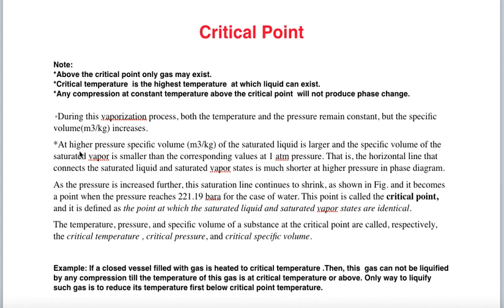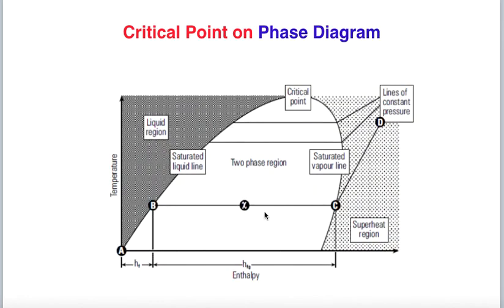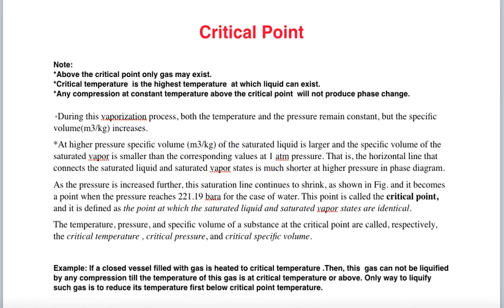At higher pressure, the specific volume, which is the inverse of density, of saturated liquid is larger, and the specific volume of saturated vapor is smaller than the corresponding value at 1 atmospheric pressure. That means this is 1 atmosphere and this is a higher pressure. So here the specific volume of water is higher and the specific volume of saturated steam is lower as compared to this reference pressure, which is 1 bar.